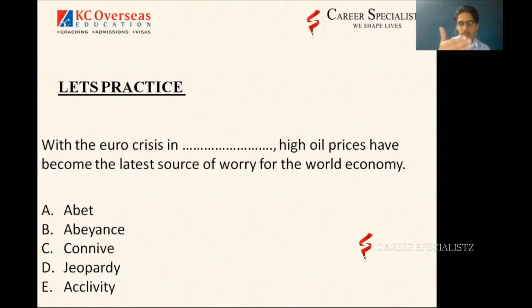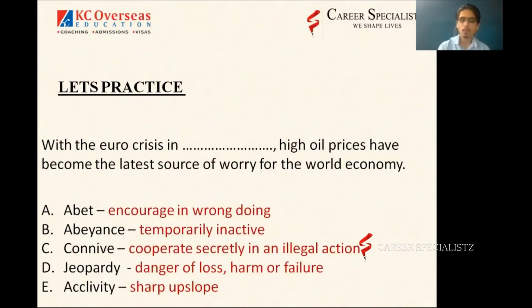Thus, it means it has gone into abeyance, because the word abeyance means temporarily inactive. Out of the given words, none of the other words means that they are in a state of temporary inactiveness. Thus, the correct answer for this particular question would be abeyance. Let us try to solve another question.